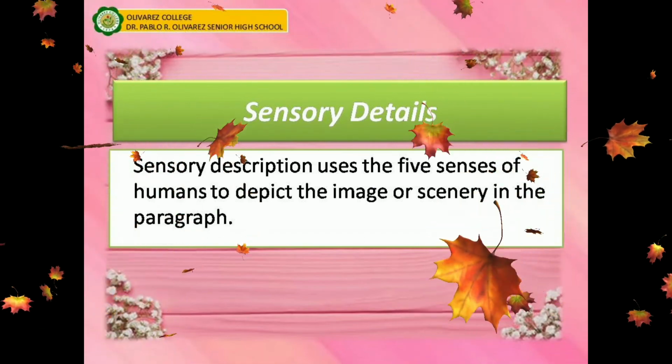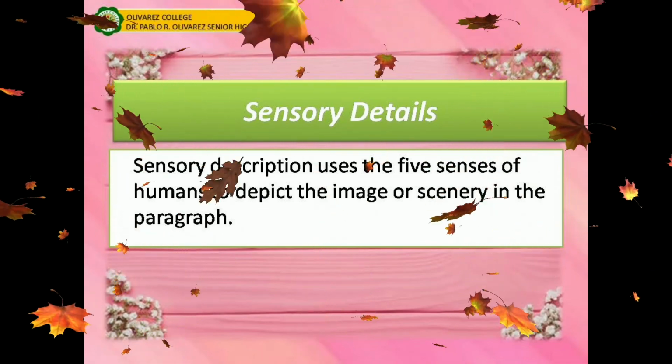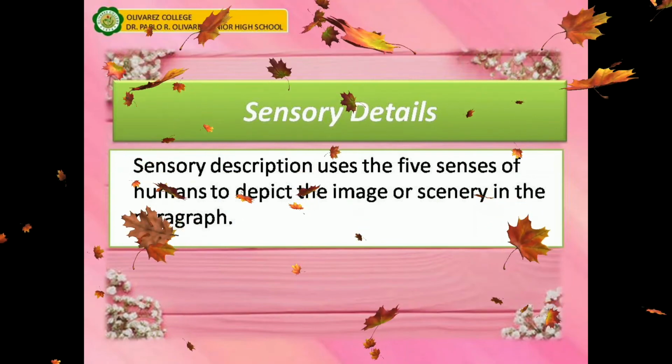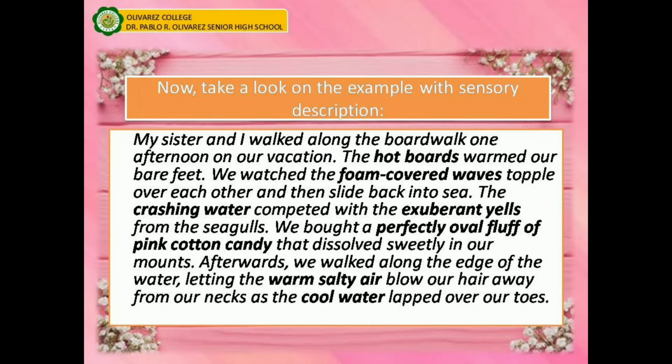The second characteristic of a descriptive paragraph is called sensory details. Sensory description uses the five senses of humans to depict the image or scenery in the paragraph. Let's take a look at the example without sensory details. And now, let's take a look at the example with sensory details.